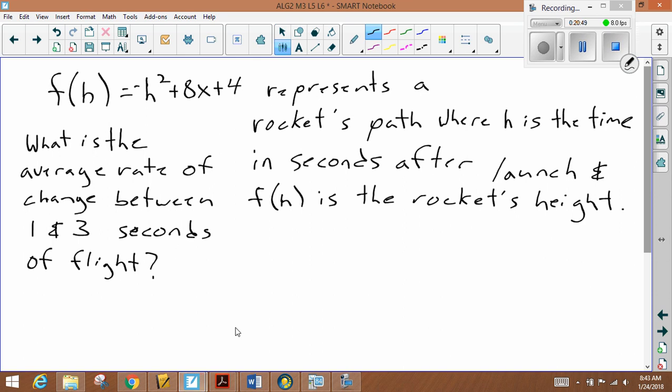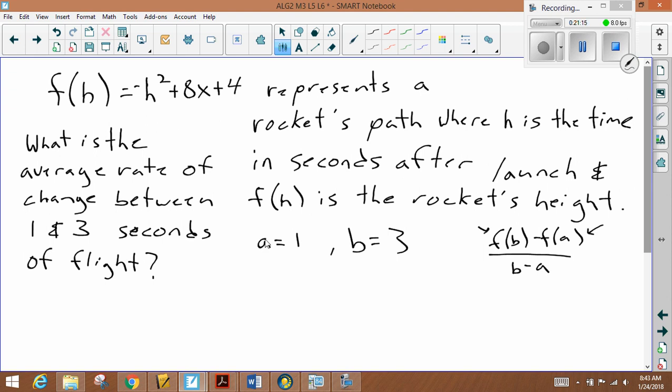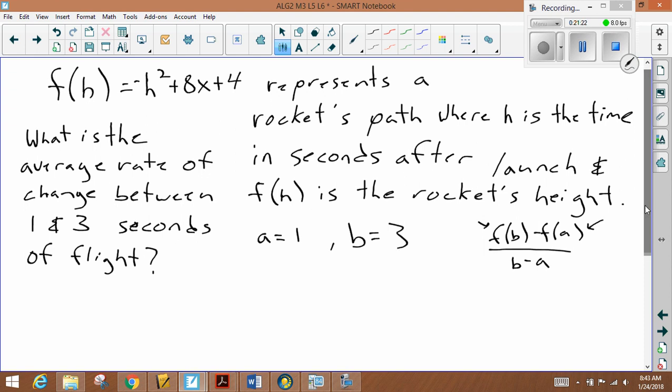Well, how do we do that? Well, if we're going between 1 and 3 seconds, then A is 1, B is 3, and in order to use our equation, f of B minus f of A over B minus A, we're going to have to calculate f of B and f of A, right? How do we do that? We just plug them in there. Okay, so how's that going to work?